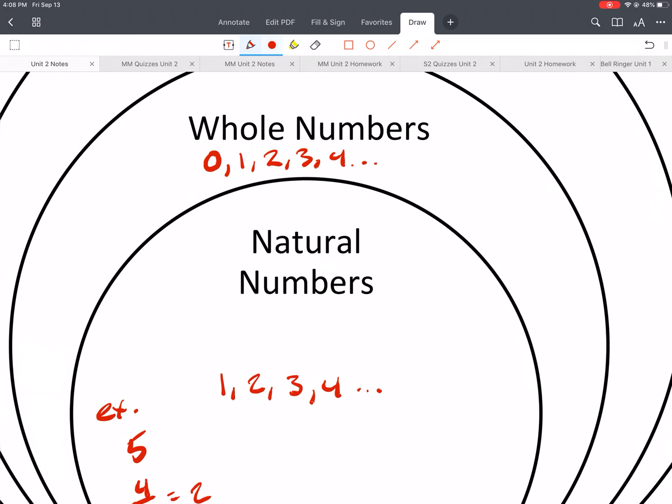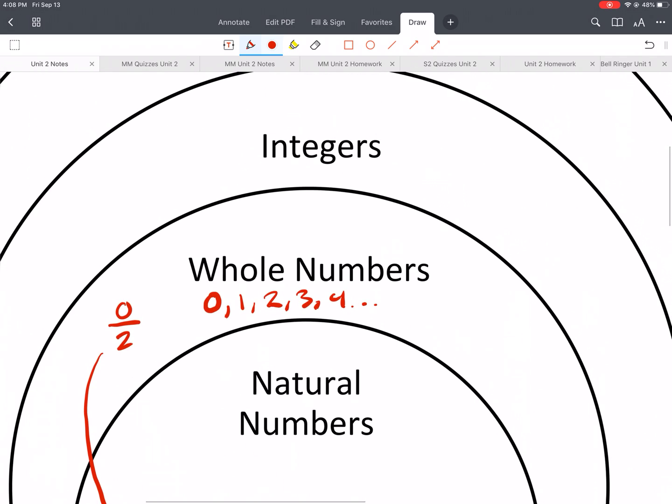So another example of a whole number would be something like a fraction, 0 over 2 or something like that. If you plug that in your calculator, you'd still get 0. All right? And then you would also have all other whole numbers, and other examples could be the natural numbers, because all natural numbers are whole numbers.